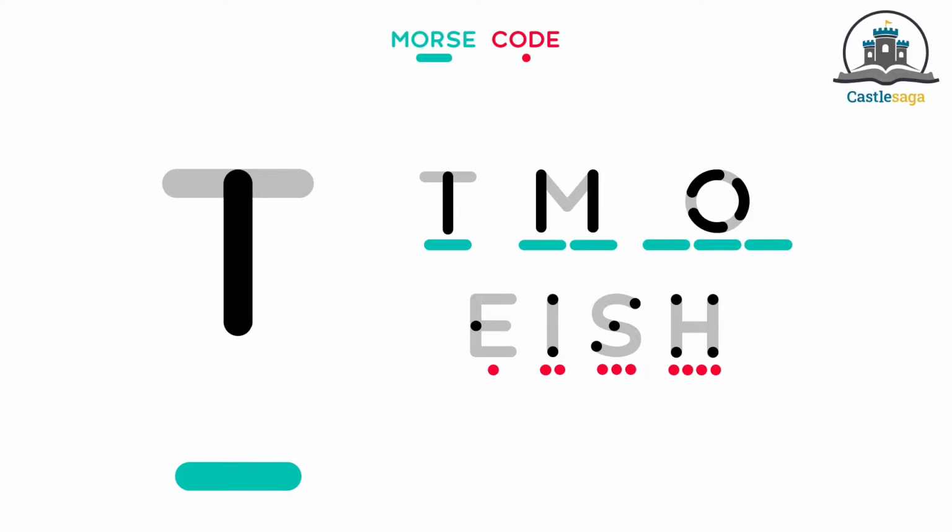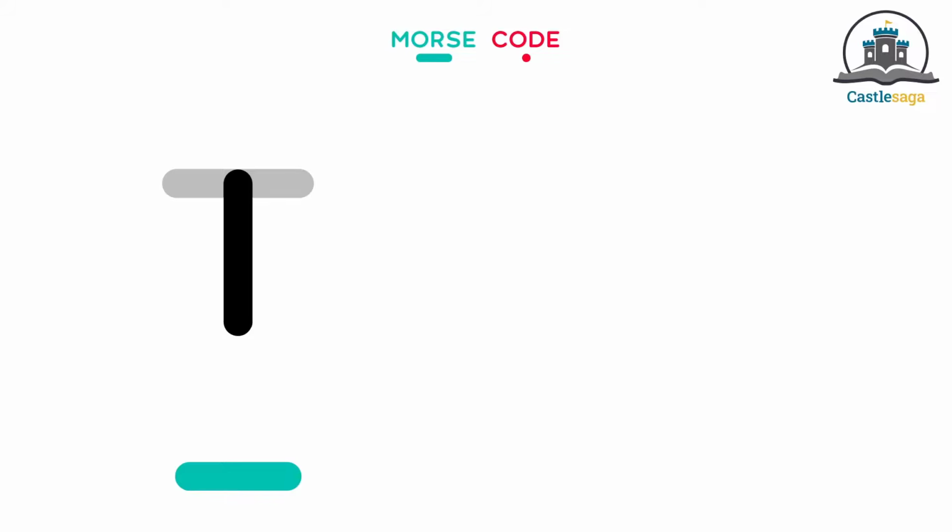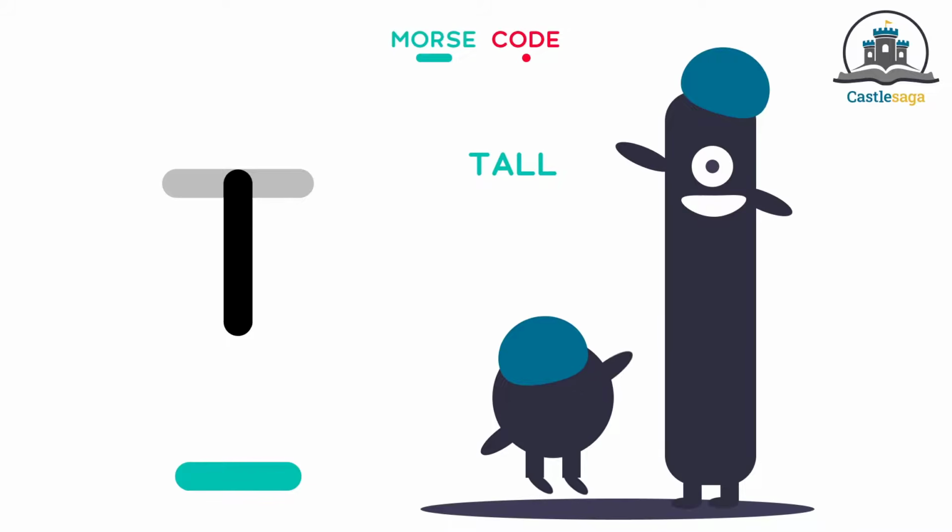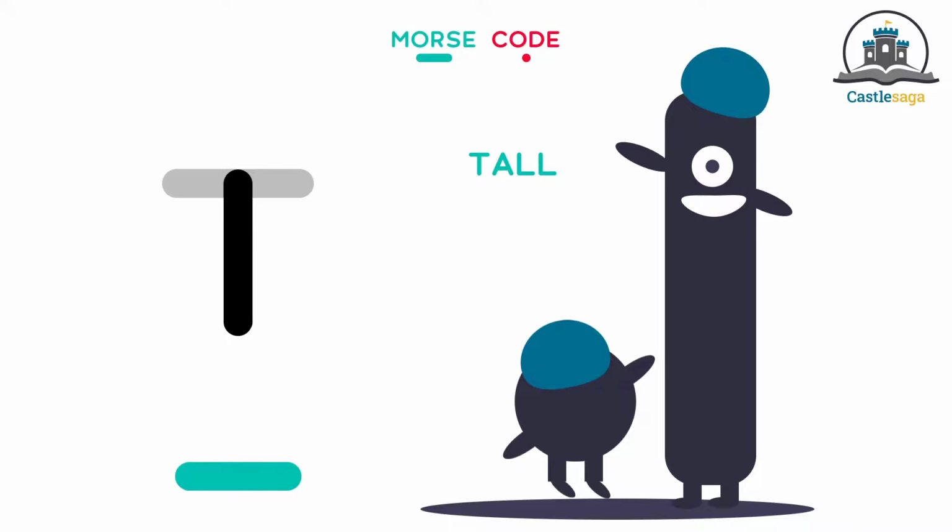Now, since you are using one tall dash for T, the word we will use for T is tall. Look how tall he is. You can also think about someone you know who is tall too. Tall.